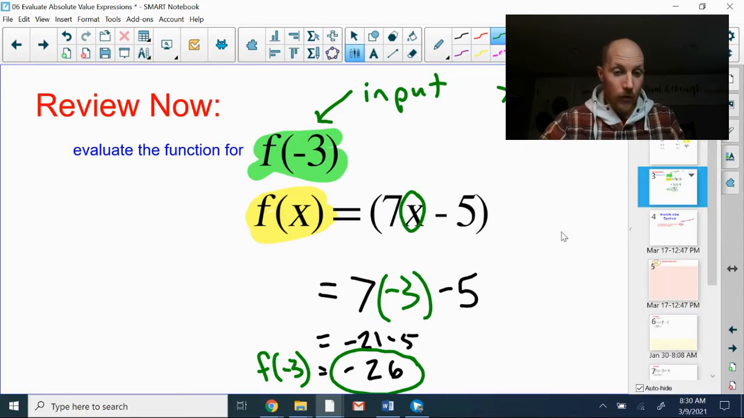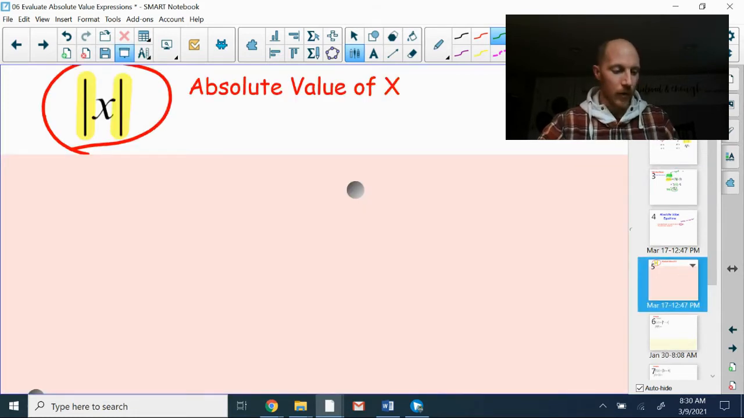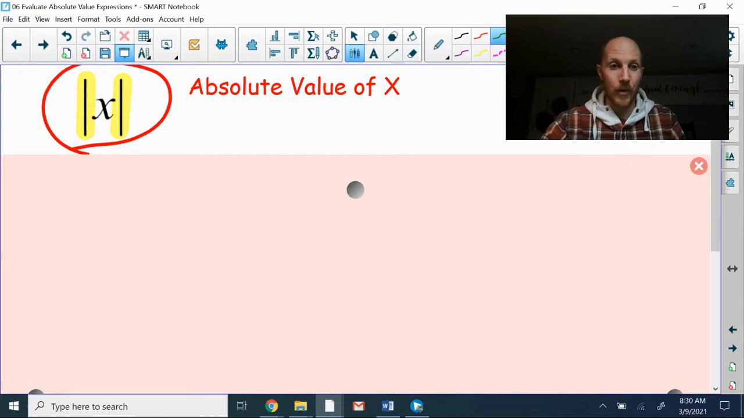Okay, so function notation is going to show up today, but not exactly in that form. So let's look at absolute value. Absolute value has a notation. It's these two vertical lines you see around the x that I've highlighted in yellow there. Those are the symbol for absolute value. So if I put an x inside there, that means the absolute value of x. And that's what we call it.